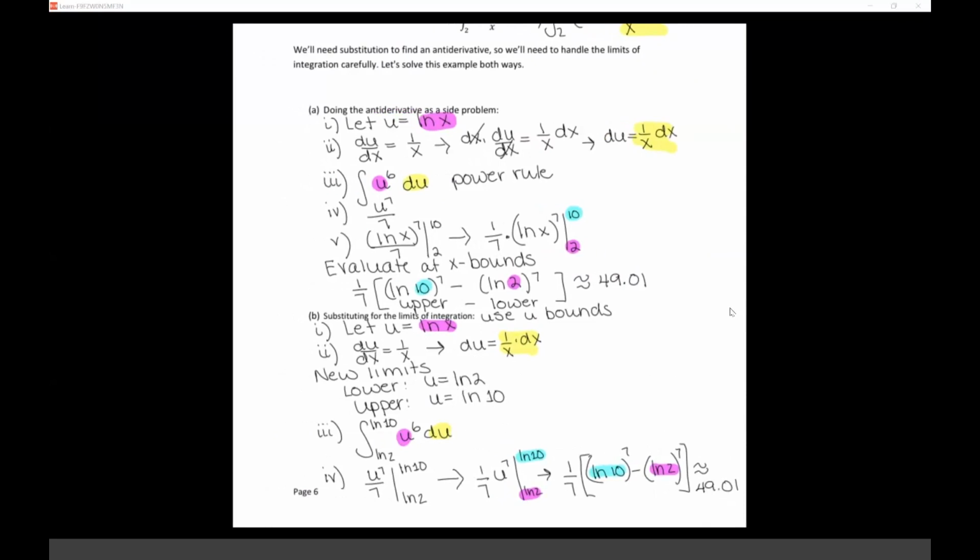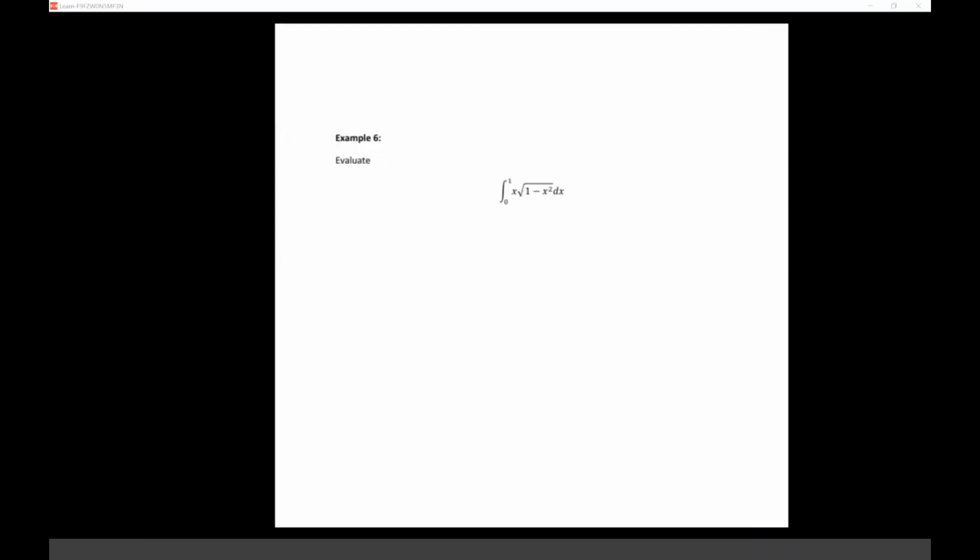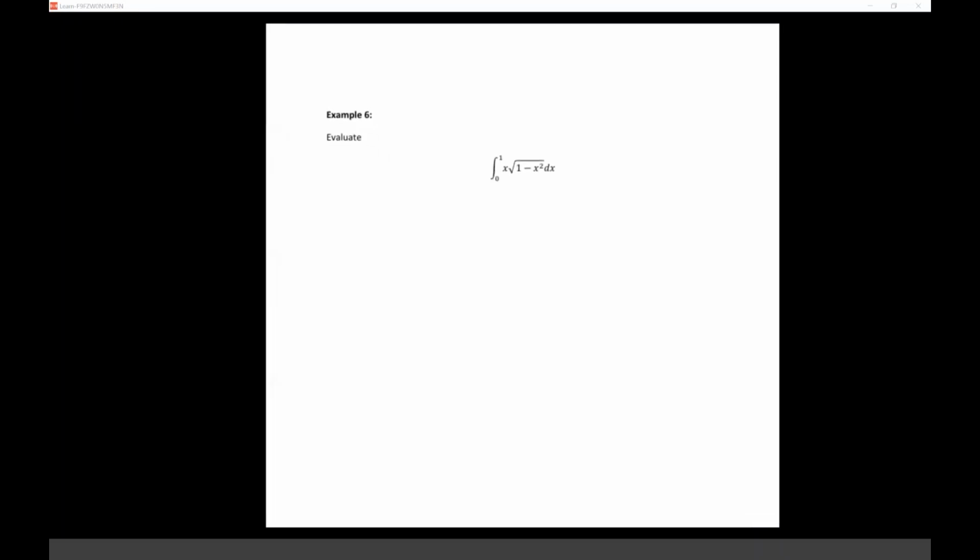All righty. So let me ask if you've got questions on example 5. Anybody questions on example 5? I'm showing you both ways, and I'm showing you you get the same value either way. It doesn't matter. All righty, not seeing any.